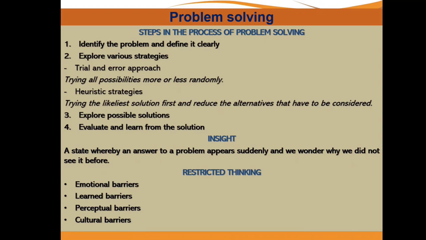you are in a group discussion or a group meeting, team building. You are trying to solve a problem. However, it is challenging to solve the problem now because perhaps your mind is stuck somewhere. Then you proceed and focus on other things. However, the more you proceed and focus on other things, suddenly one person within the group finds an answer. They say a state where an answer to a problem appears suddenly. We wonder why we did not see it before.